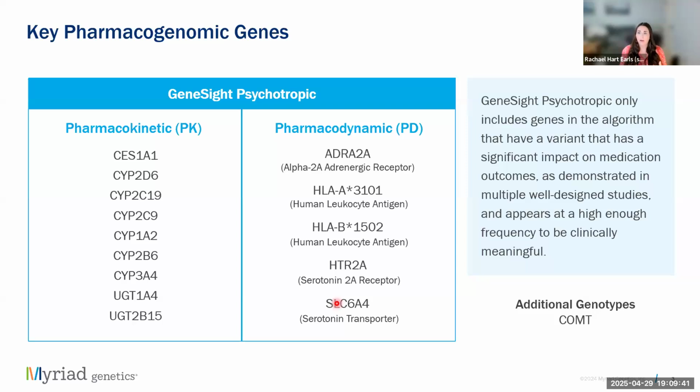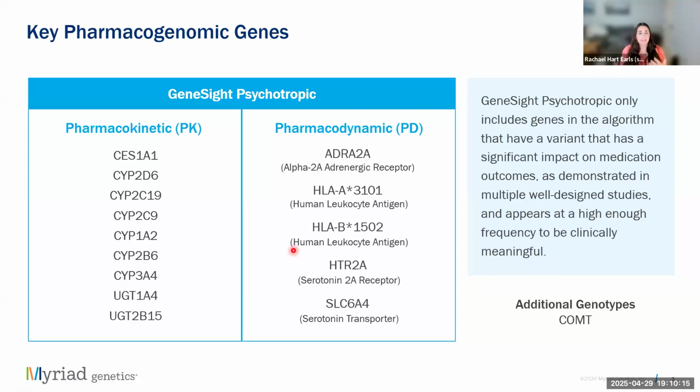When you think about it, the human genome contains approximately 20 to 25,000, depending on where you look, different genes. So why were these genes selected? The GeneSight psychotropic report only includes genes that have variants present with significant impact on medication outcomes. Or put more simply, will variation in this gene actually have an effect on outcomes for patients? That may seem kind of intuitive. You may think, well, shouldn't they all? But that's not necessarily the case.